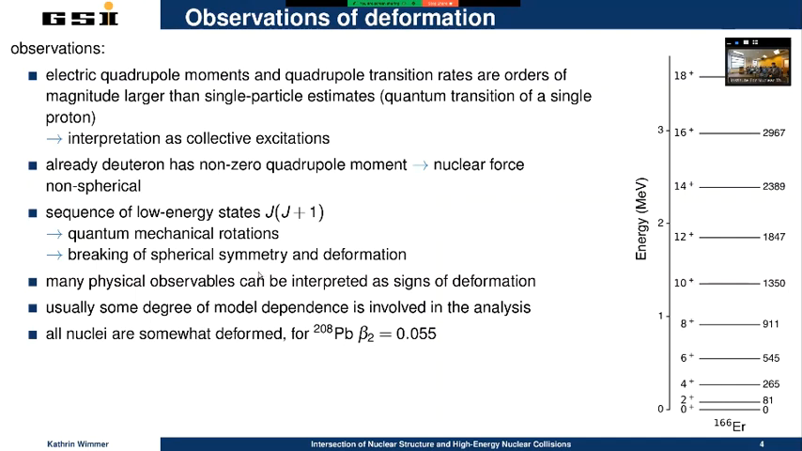So many of the physical observables of nuclei, as I will also talk about more, can be interpreted as a sign of deformation, but usually some degree of model dependence is involved in the analysis. As an experimental result, all of the nuclei are somewhat deformed. If we extract a beta-2 deformation parameter for lead-208 from Coulomb excitation experiments, for example, then even that has a non-zero deformation of 0.055.